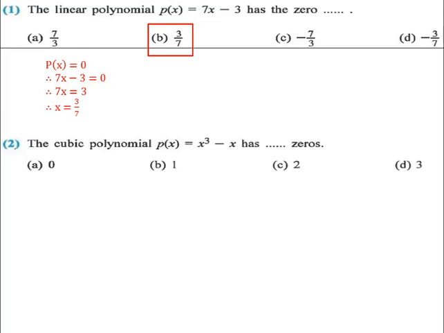Second, the cubic polynomial p of x is equal to x cube minus x has blank zeros. It is a cubic polynomial. Therefore, it has a maximum of 3 zeros. Maybe 0, 1, 2 or 3 zeros are possible. So, we can find the factors of this polynomial.